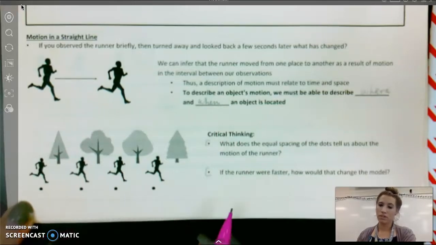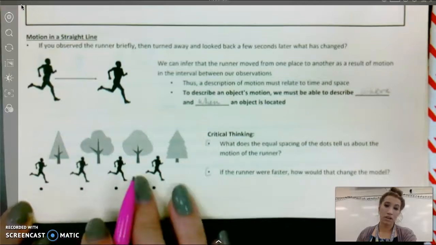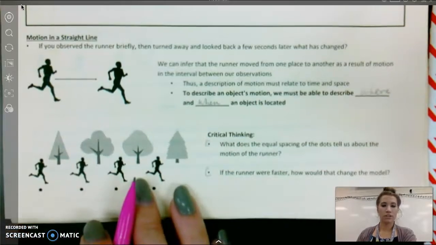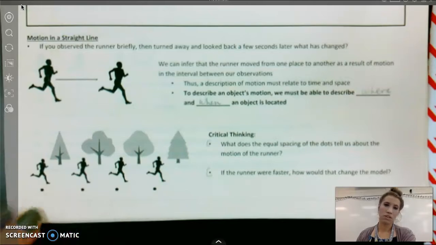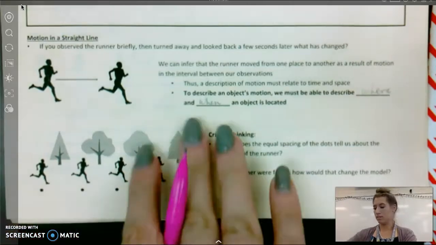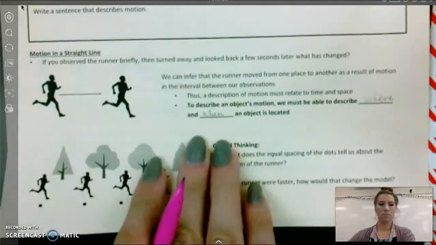So if the runner were faster, how would it change the model? If that speed was constant and he's just faster, then our spacing between the dots would be greater because we covered more distance in the same amount of time.